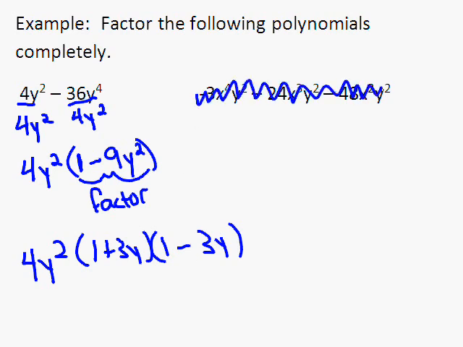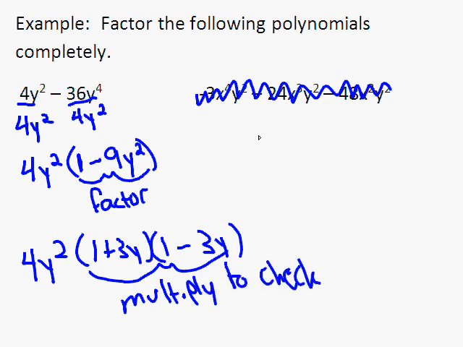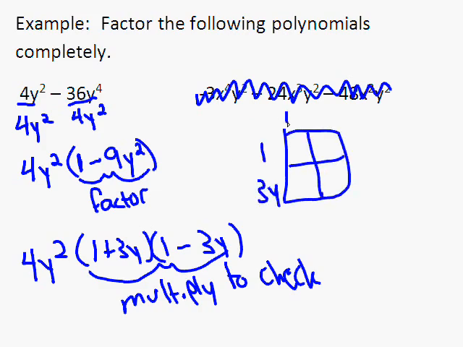Now I'm going to go ahead and check my solution. To check a solution for this one, it's a little bit more time consuming. Just like we factored the parentheses last, we're going to go in the opposite direction to check, and we're going to multiply these two first. So we're going to multiply to check. So we get, use our box if we want, 1 and 3y, and 1 and negative 3y. Giving us 1 times negative 3y is negative 3y, 1 times 3y is 3y, and 3y times negative 3y is negative 9y squared. Leaving us with 1, positive 3y, negative 3y, they cancel out, minus 9y squared.